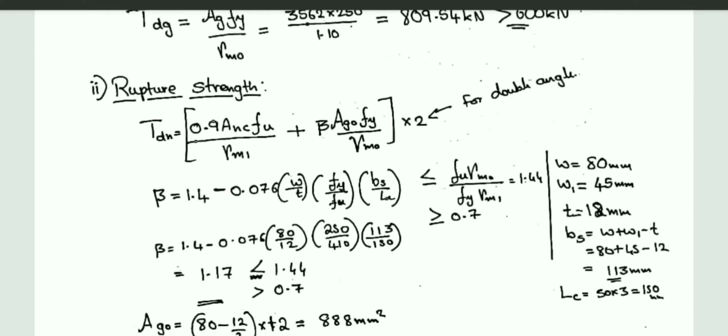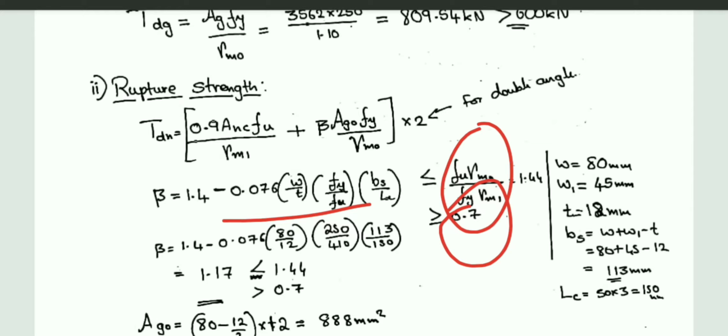Okay, so beta here is 1.4. You need to use this formula here: 0.076 W by T, Fy by Fu, Bs by Lc. Okay, it should be lesser than this one, that is 1.44 it becomes, and it should be greater than 0.7.